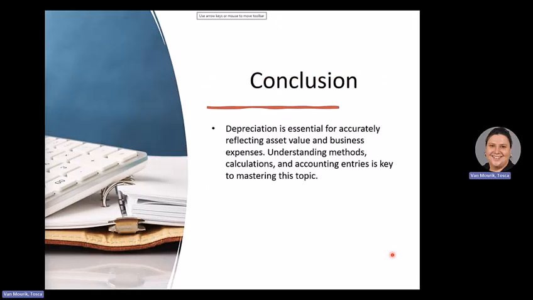So what is the conclusion? Depreciation is essential for accurately reflecting the asset value and the business expenses. You have to understand the methods, diminishing versus straight line method, the calculations, taking into account your residual value and also the months of the year you are using it for, and then the accounting entries, the debit and the credit. Those are the key topics.